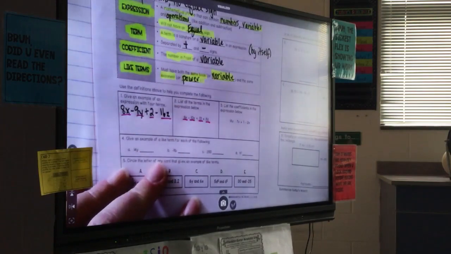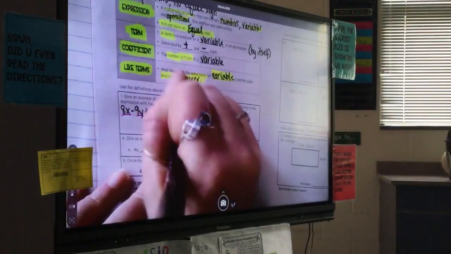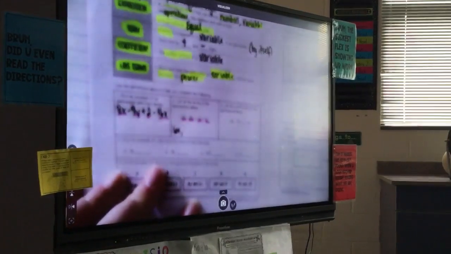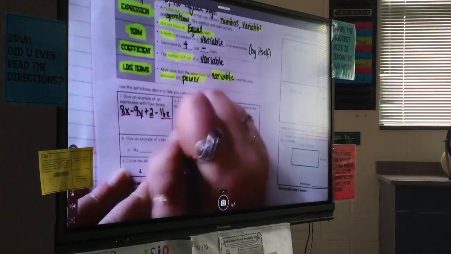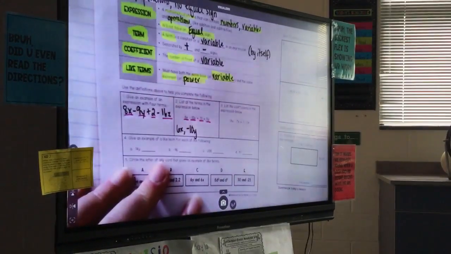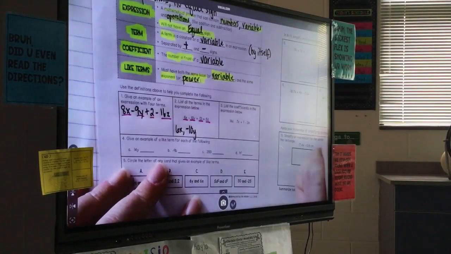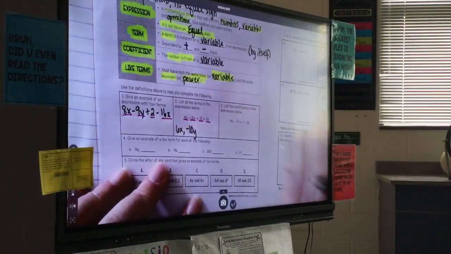That's your last warning. What is my first term? 6x. Okay. What's the next one? Be careful with this one. Why is it negative 10y and not just 10y? Yes. Did everybody hear that? Yes. All right. Did anybody only put 10y?